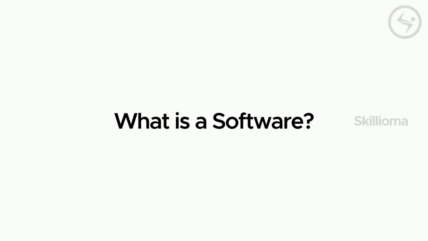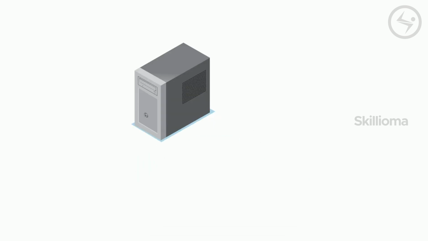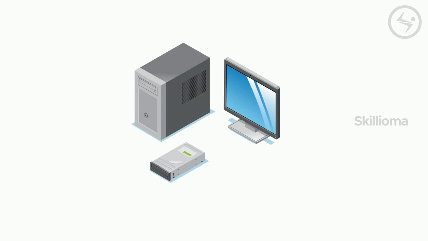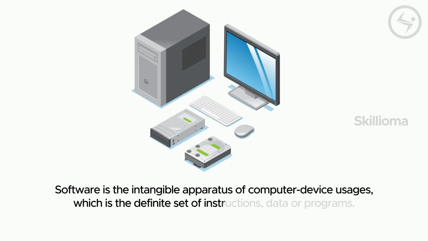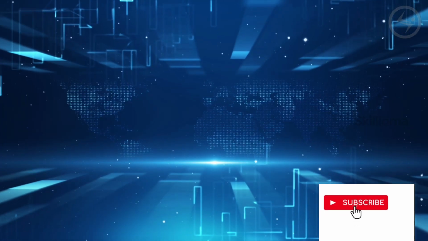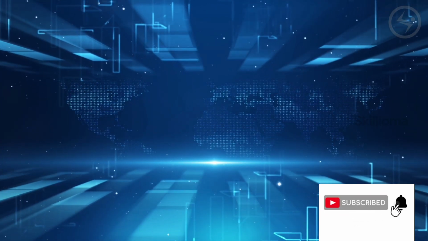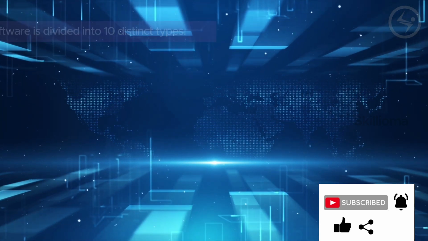What is software? Simplistically, it's the notion opposed to hardware. Hardware refers to tangible components of computer devices like CPU, monitor, hard disk, RAM, keyboard, mouse, etc. Software is the intangible apparatus of computer device usage, which is the definite set of instructions, data, or programs. Software is utilized for core operative purposes and the execution of particular tasks.